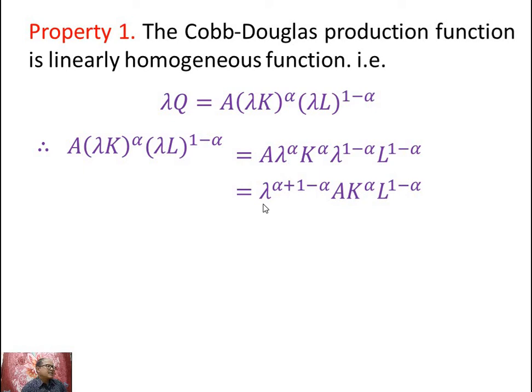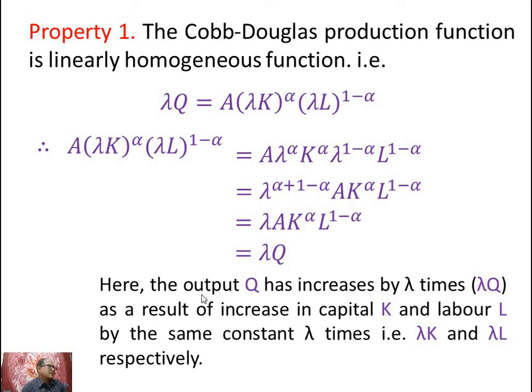Then that is equal to λ^(α+1−α) A K^α L^(1−α). Thus λ times A K^α L^(1−α), but A K^α L^(1−α) is nothing but Q, so we get λQ. Thus the output Q has increased by λ times, that is λQ, as a result of increase in capital K and labor L by the same constant λ times, that is λK and λL respectively.